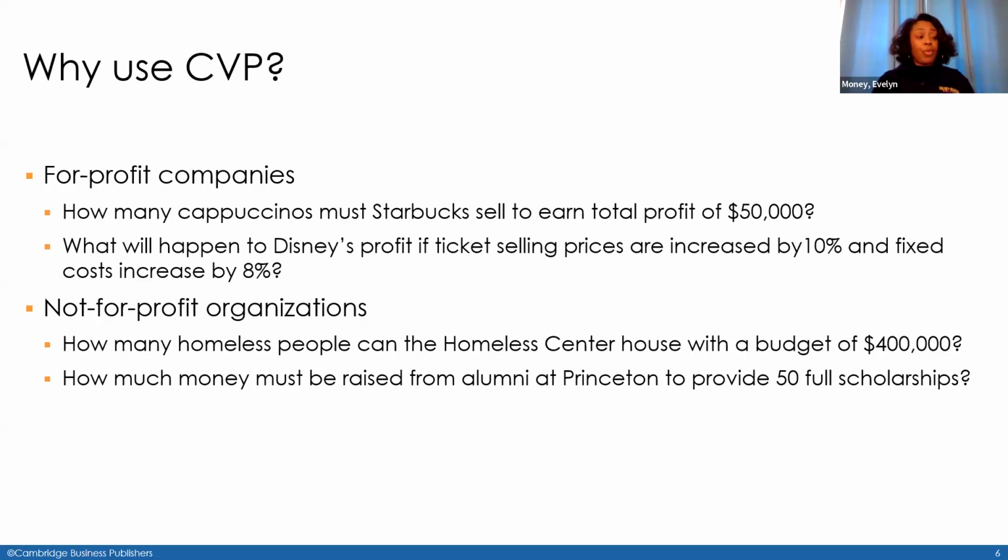If you're a nonprofit organization, no, you're not trying to maximize profit, but you are probably trying to work within a boundary in terms of a grant or a budget that you have been given. So cost volume profit analysis can help us predict how many people we can serve with a $200,000 budget.